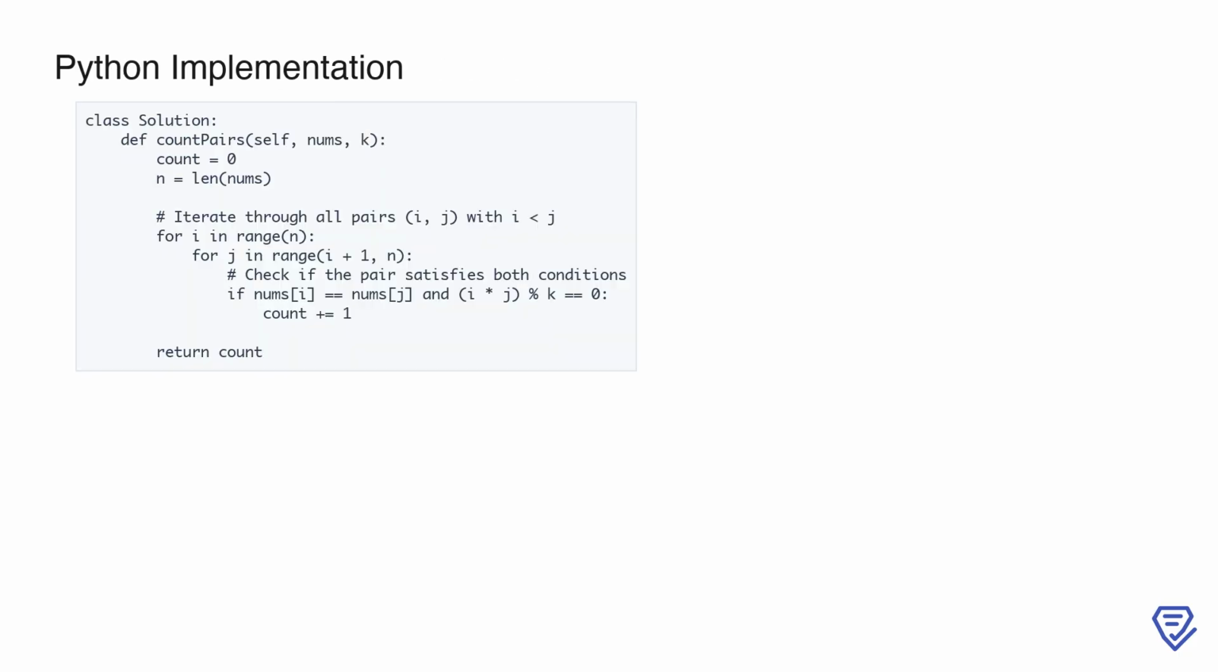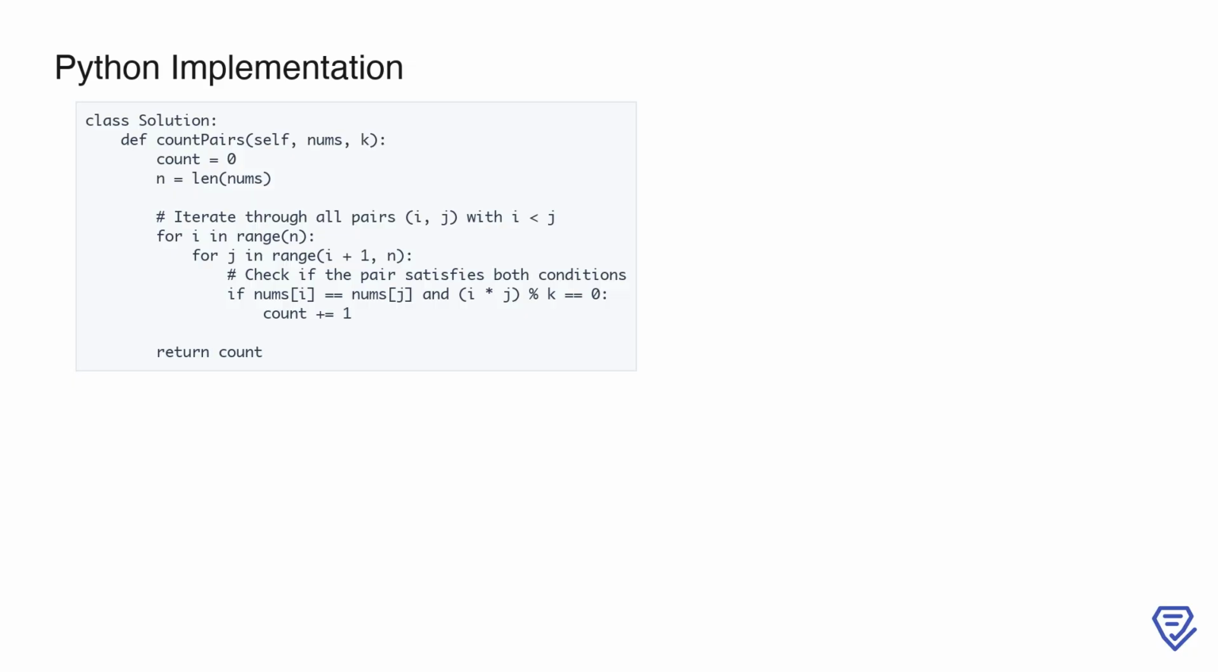This implementation solves LeetCode problem number 2176 by iterating through all pairs (i, j) in the input array nums and checking if they satisfy the given conditions. The method countPairs starts by initializing a variable count to 0, which keeps track of the number of valid pairs. It also calculates the length of the array, n, to use in the iteration. The outer loop iterates over index i from 0 to n-1. For each i, the inner loop iterates over index j from i+1 to n-1, ensuring that each pair is considered only once and that i<j is maintained.